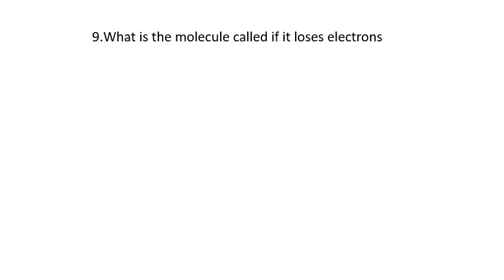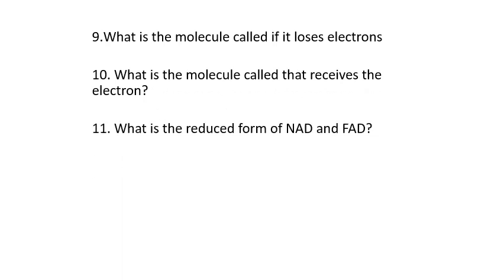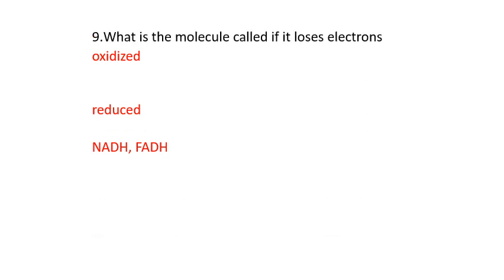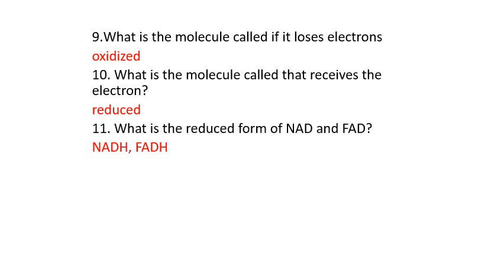All right, last few questions here. What is a molecule called if it loses electrons? What is it called if it receives an electron? And what is the reduced form of NAD and FAD? All right, so if a molecule loses electrons, it is oxidized. If it gains electrons, it is reduced. And the reduced forms of NAD and FAD are NADH and FADH.